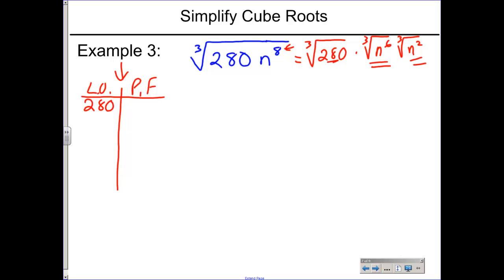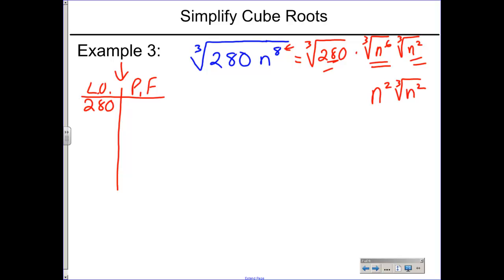So this will come out as n to the, remember when it's a multiple of 3, we come out as a third of that, so the cube root of that would be n to the 2nd power. And I still have a cube root of n squared. So that's that part of it, but I still got to work on the 280.